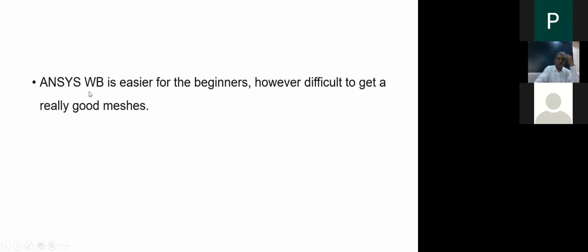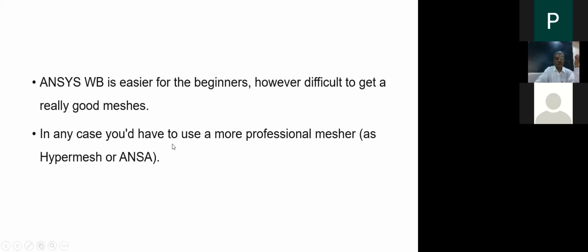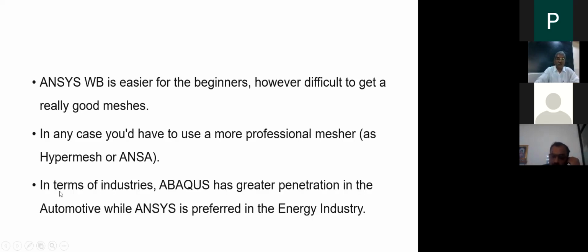Then ANSYS Workbench is easier for beginners. However, it is difficult to get a really good mesh. If you have used ANSYS Workbench, you will know this. In any case, you would have to use more professional meshing software like HyperMesh or ANSA. HyperMesh is a professional modeling and meshing software that you will have to buy separately. In terms of industry, ABAQUS has greater penetration in the automotive sector, while ANSYS is preferred in the energy sector.